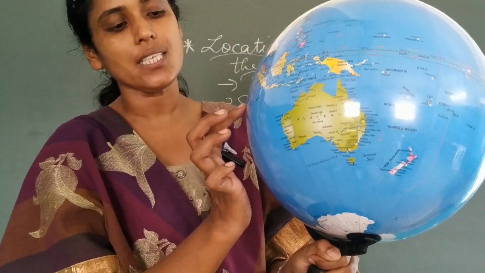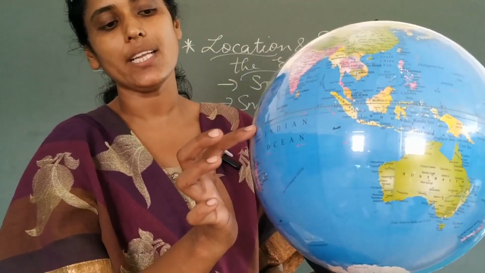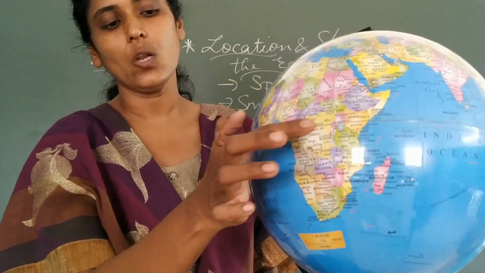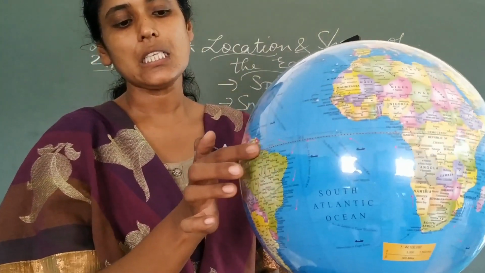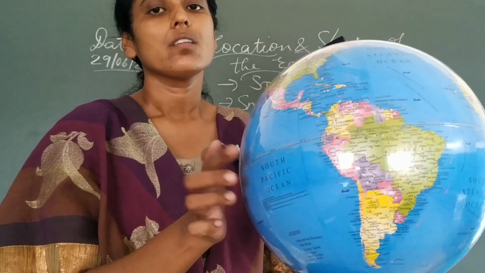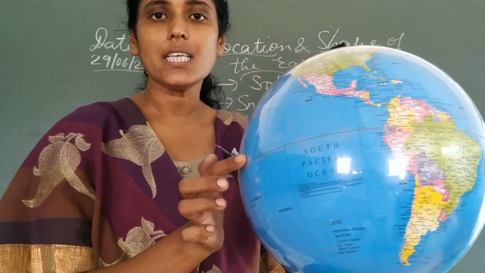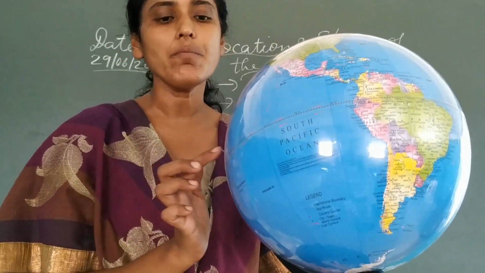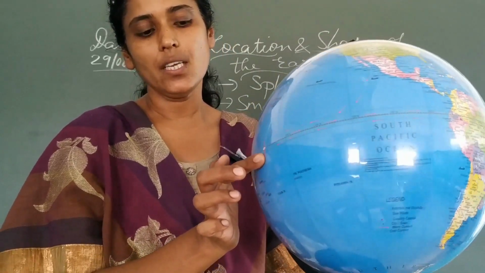What is the equator, students? See this 0 degree. See this yellow line, students? Can you see this yellow line, the thick one? This is the 0 degree of your equator. This is known as the equator. We will draw it in the diagrams. Just see it over here. This is the equator.